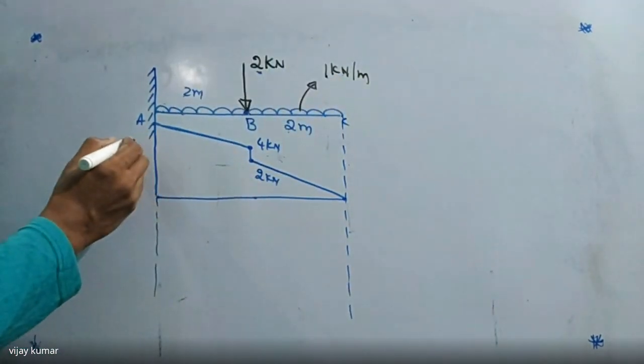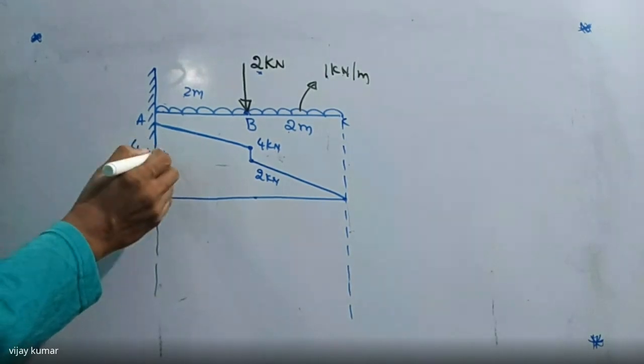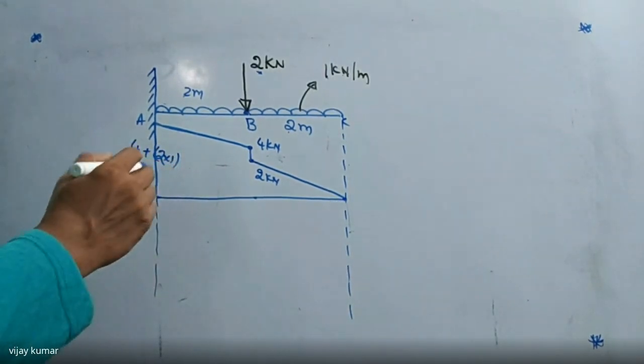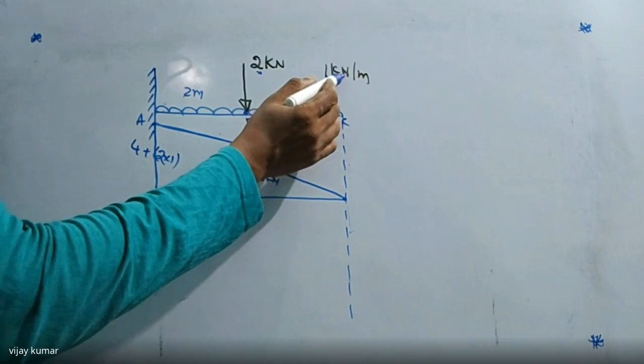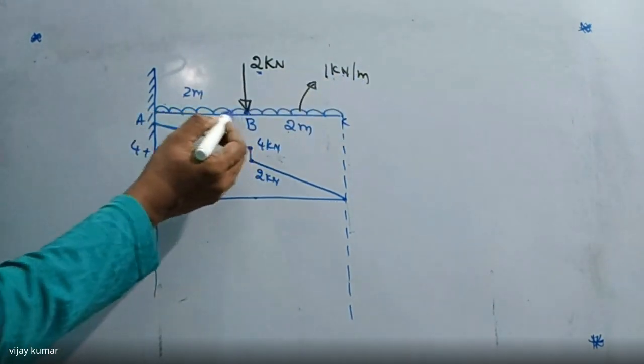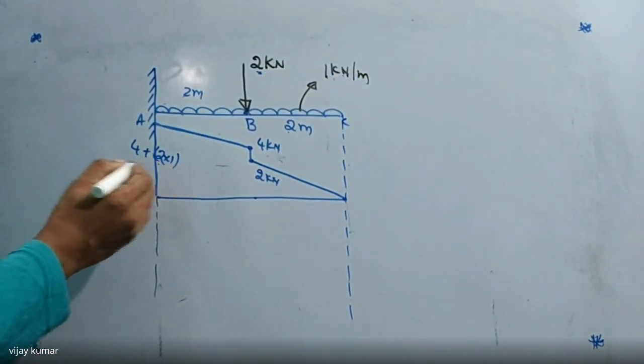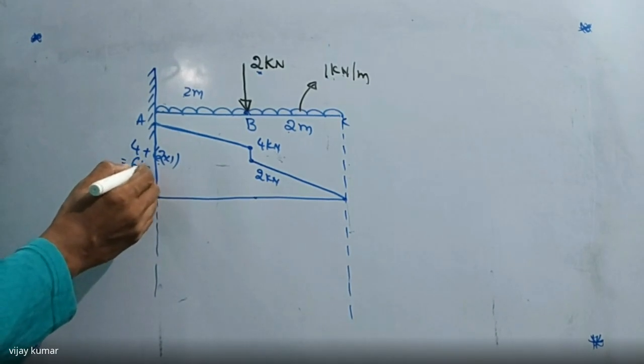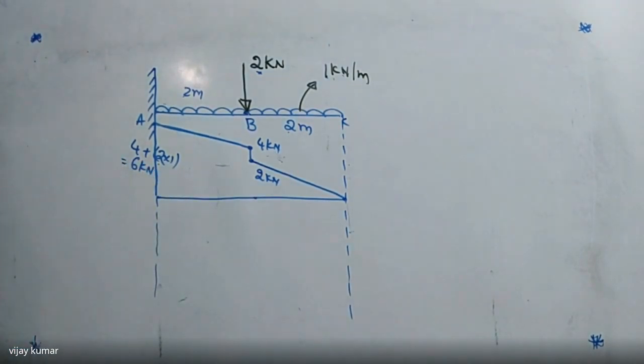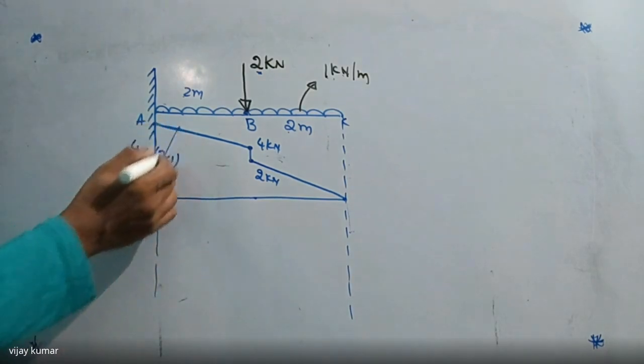So I'm writing here at point A: 4 plus, again, 2 into 1. Why? Because the load is 1 kilonewton per meter, but this length is 2 meters, so 2 into 1 gives 2. So the total is 6 kilonewtons, the total shear force at point A. Did you get it? Right, so this is the shear force diagram.